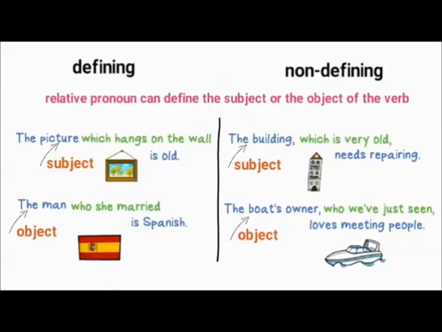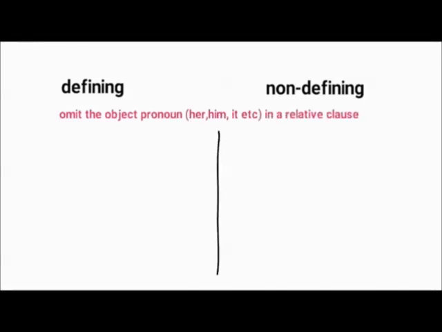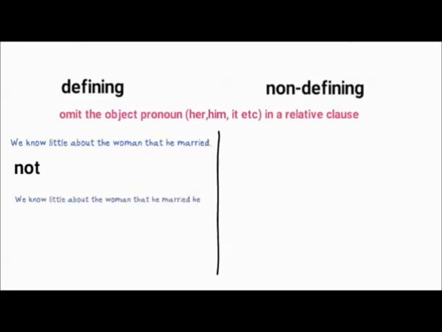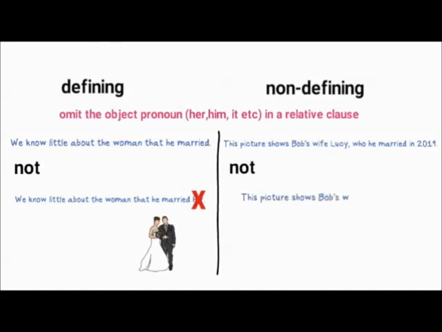For both defining and non-defining relative clauses, we always omit the object pronoun, her, him, it, etc., when we make a relative clause. So you could say, we know little about the woman that he married, and not, we know little about the woman that he married her. Or, this picture shows Bob's wife Lucy, who he married in 2019, and not, this picture shows Bob's wife Lucy, who he married her in 2019.